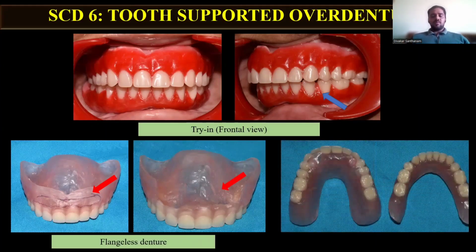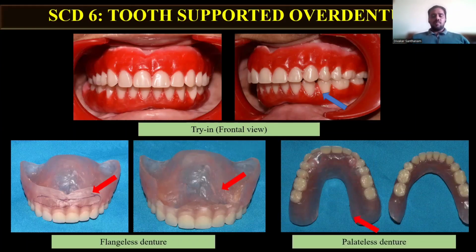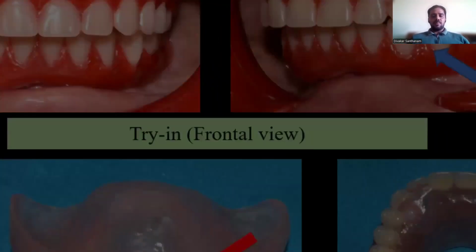The patient also had a severe gag reflex. So to reduce the gagging, we removed the palate as well, because the denture is an overdenture and will be supported by the attachments also. So we removed the palate and made the denture a palateless denture.